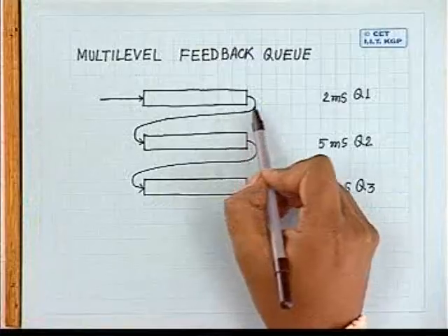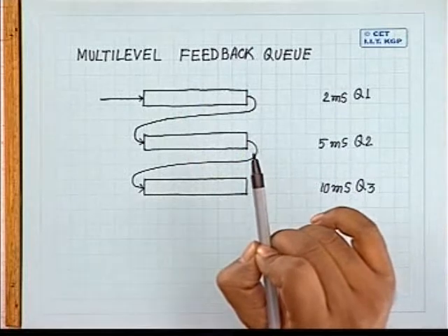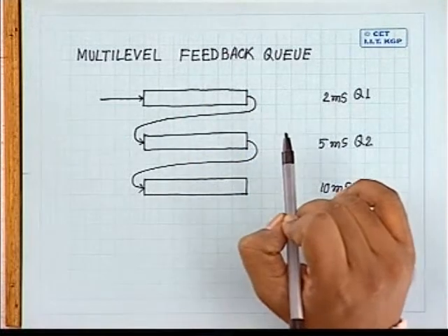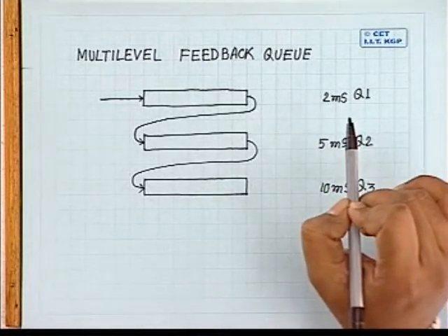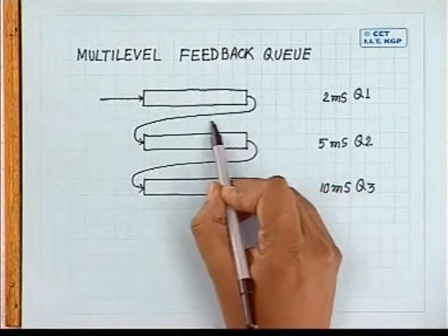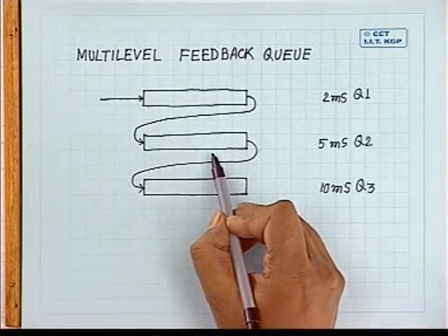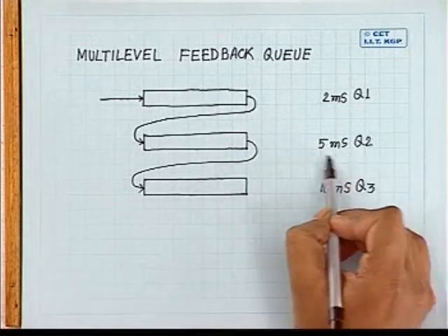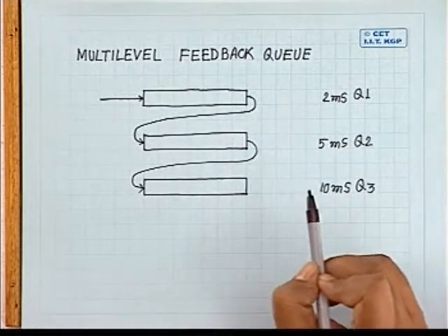Right? So if the CPU burst of the job is less than 2 milliseconds, that means the CPU burst of the job is complete before the timer interrupt comes. The 2 millisecond timer interrupt comes, and the job remains in queue number 1. If the CPU burst of the job is greater than 2 milliseconds, that means even when the timer interrupt has occurred, the CPU burst of the job was not complete. So if the burst is greater than 2 milliseconds, I will push the job into this next queue whose quanta size is 5 milliseconds.